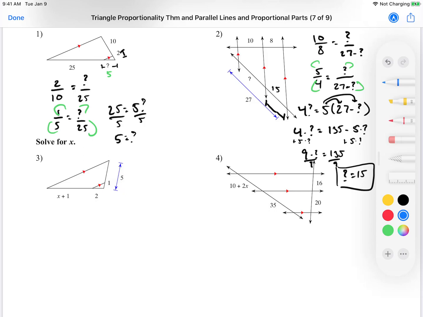Let's look at number 3. Okay. Again, what I want to do is I want to say, okay, what am I trying to solve for? I'm trying to solve for x in this case. Now, using the triangle proportionality theorem, I know that 2 to x plus 1 has got to equal 1 to what length? Is it 5? What is it? It's 4, right? Because if this little piece is 1, the whole length is 5. That makes this little piece 4. Okay.